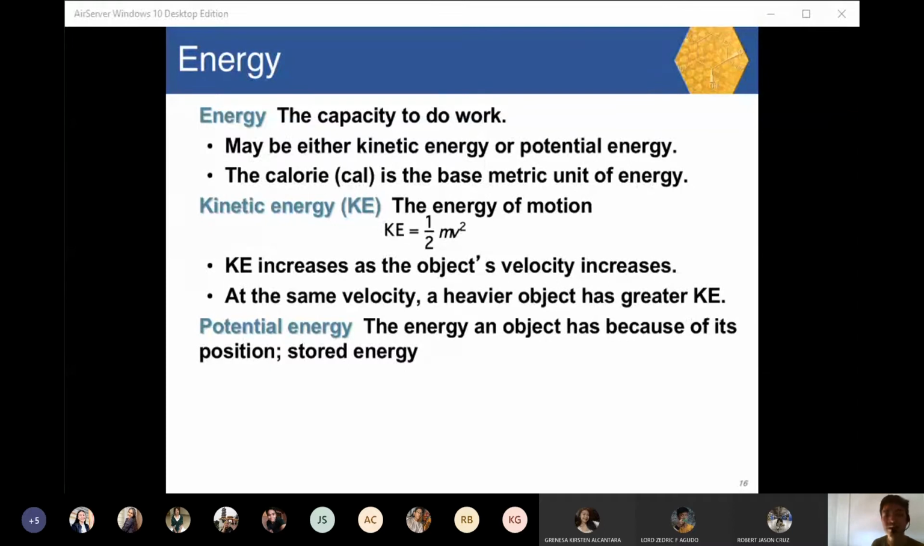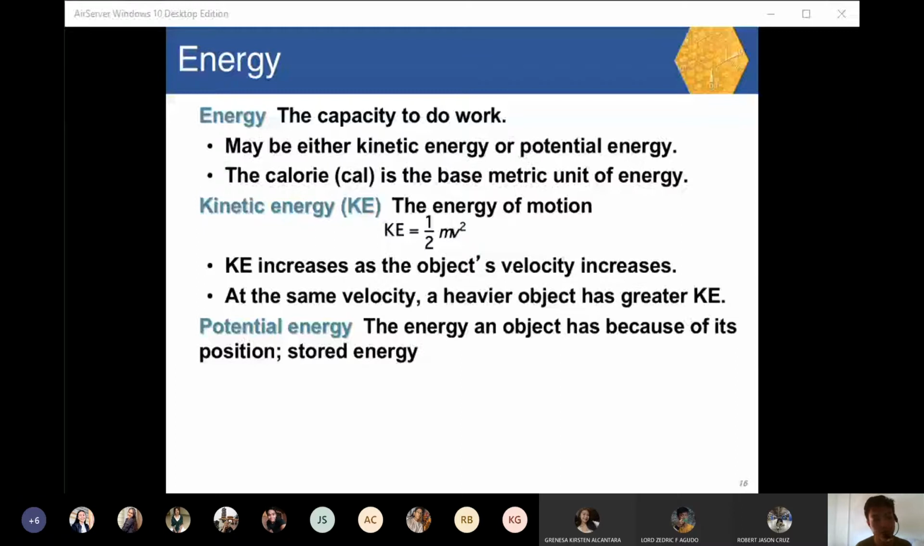So the common types of energy that we know are the kinetic energy and the potential energy. And the units we use to measure energy are usually in the form of calories. Calories yung general term na ginagamit natin for the energy. But the SI unit for the energy is joule. Mamaya pakita natin. So anyway, punta muna tayo dito.